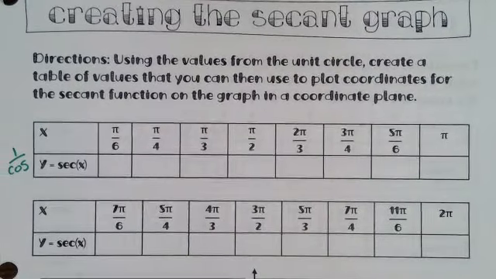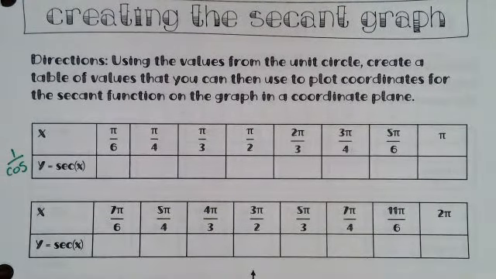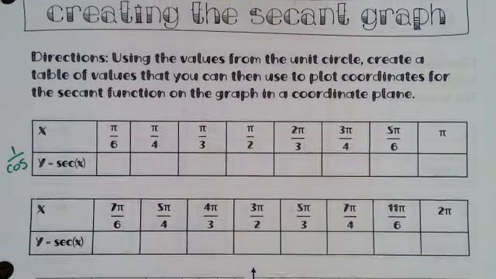And so when we go to find these values, we're going to look at our unit circle and then take the cosine values and then flip them. If you're going to do the cosecant graph, it works the same way except for sine. So just bear that in mind as we're going through all of this.